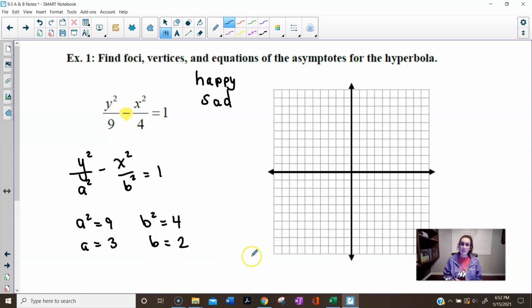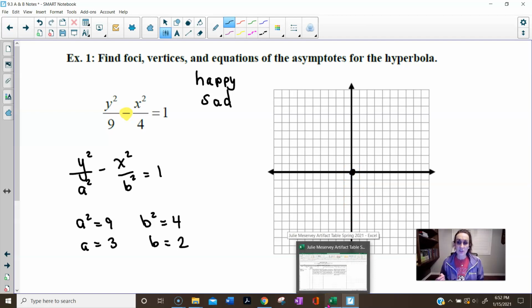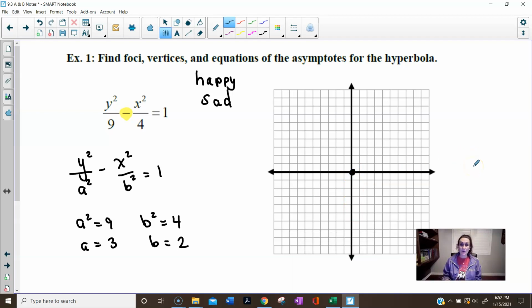So now we're going to go ahead and graph the center of the hyperbola. Because there's no h, k, the center is going to be at 0, 0. From the center, we're going to graph the vertices of the curve. And because this is a happy sad, our a's are going to go up, 1, 2, 3. So there's a, and down, 1, 2, 3.